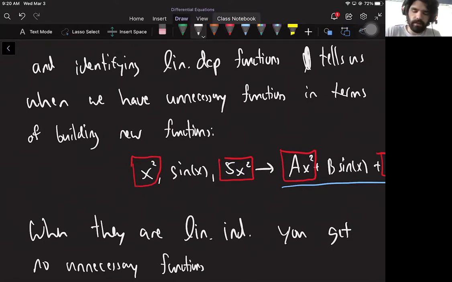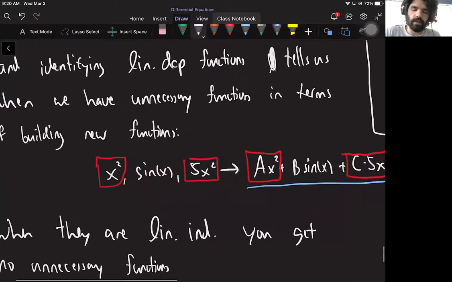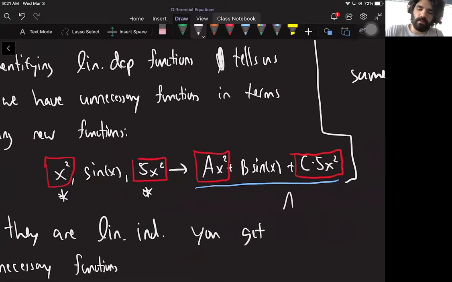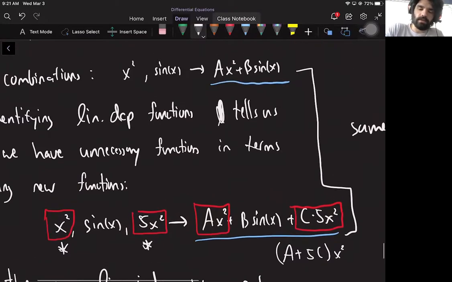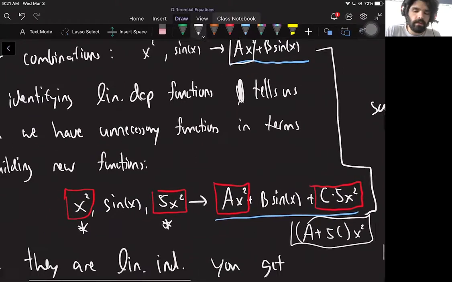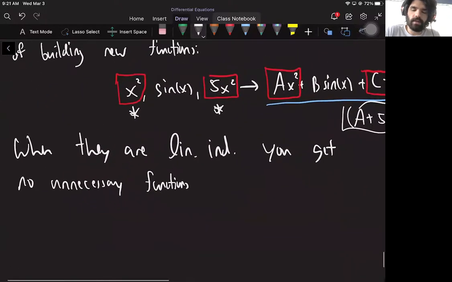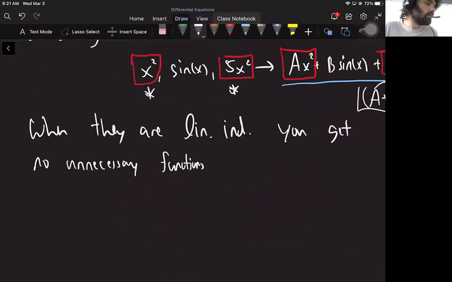Okay, so that's the big picture idea. Building up functions from smaller pieces. If you already have one type of building block, like an x squared type of building block that builds up all the x squareds, then you don't need a 5x squared because it's just building up the same things. You could just combine these two and then just use different constants to get the same functions as you would have up there. And independence tells us that you don't have to worry about that, you already know that you're getting no extra functions. Okay, so that's the big picture idea.